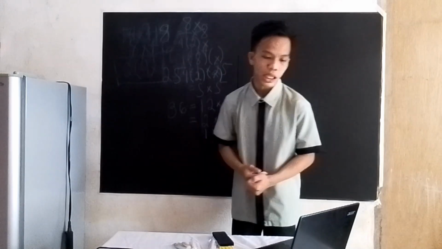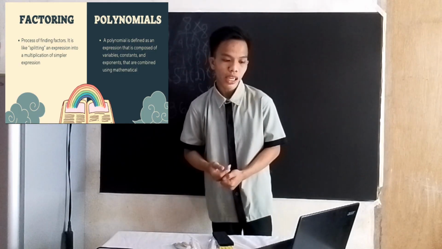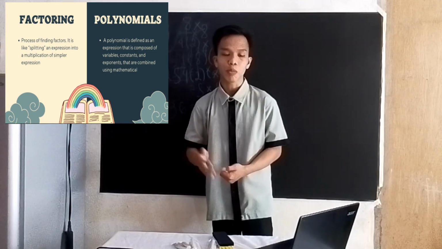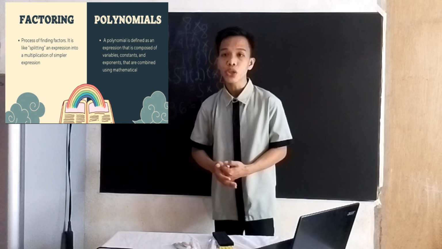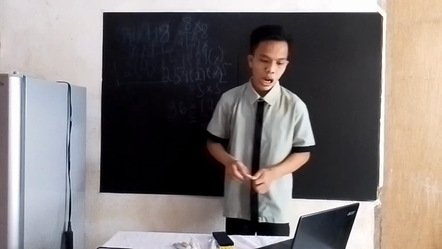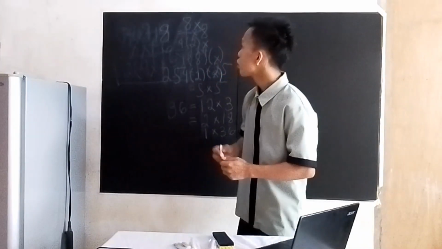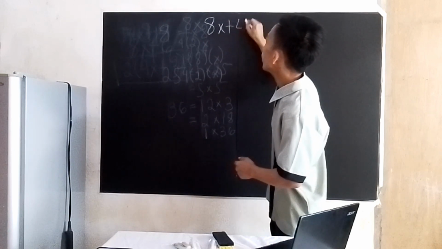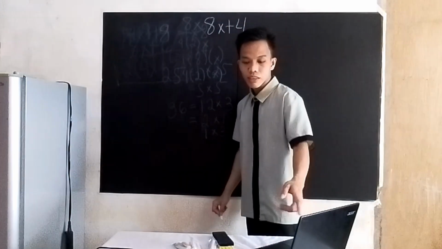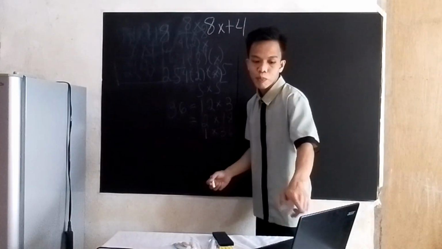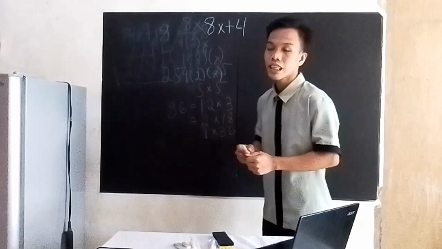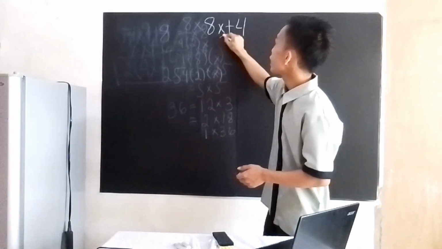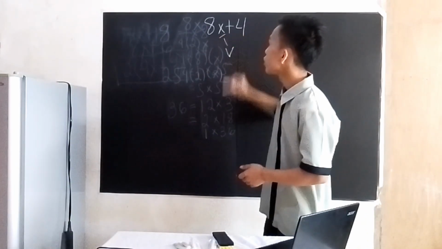Next, what are polynomials? A polynomial is defined as an expression that is composed of variables, constants, and exponents, combined using plus and minus signs. For example, we have 8x plus 4. According to the definition, it has a variable. Our variable is the letter. What letter do we have here? That is x. This will be our variable.